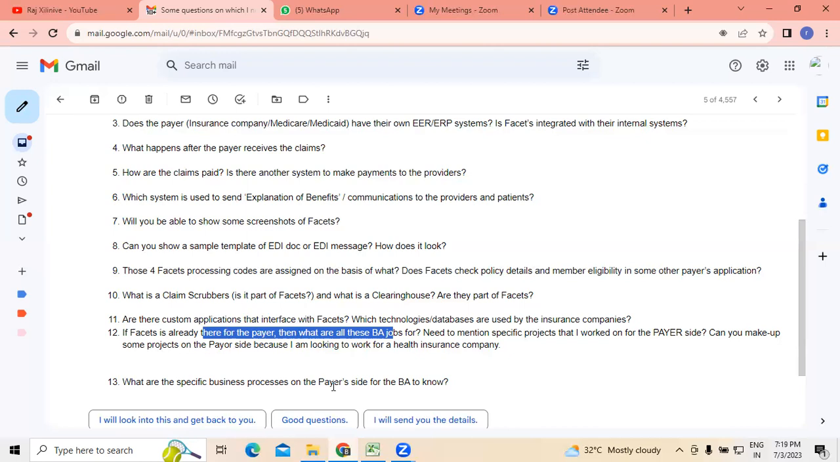At the same time, you need to have knowledge of HIPAA codes, EDI transactions, as I told you. At the same time, HL7, which I was supposed to explain. Tomorrow I'll explain HL7. At the same time, CPT and CMS forms knowledge is also required. So this part I'm going to explain tomorrow, HL7.